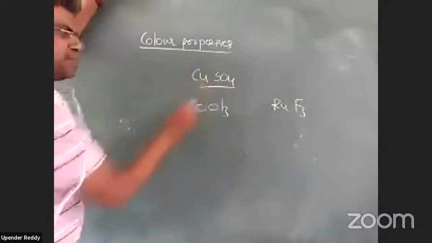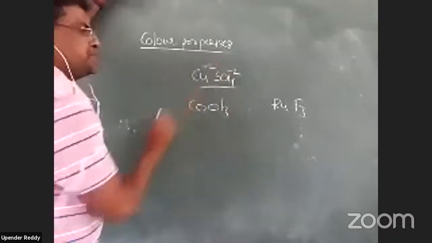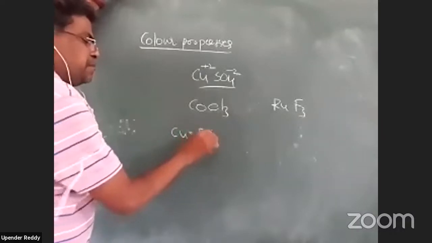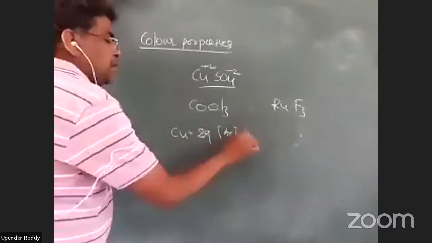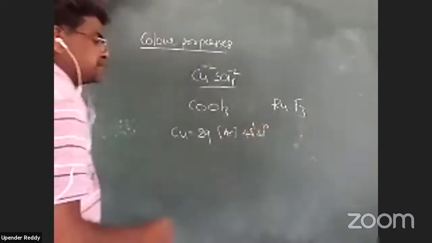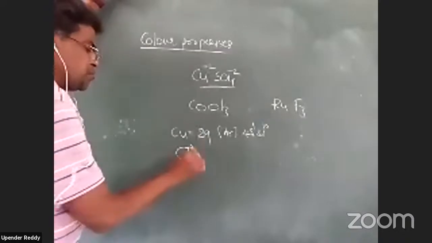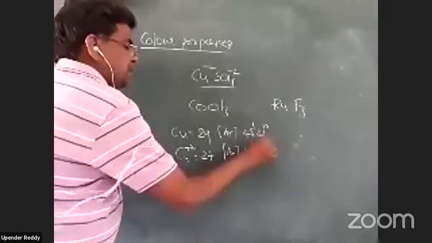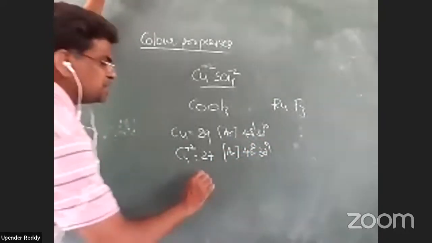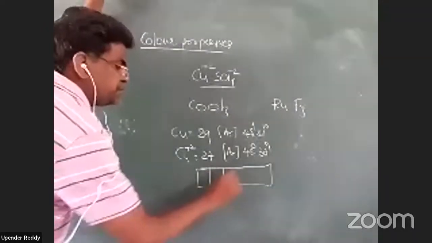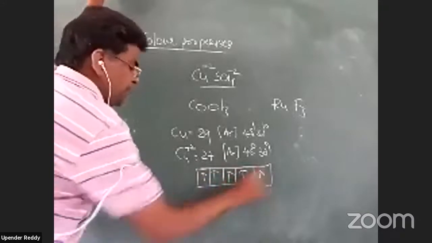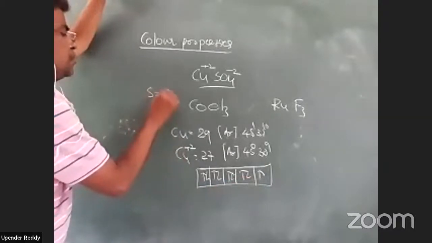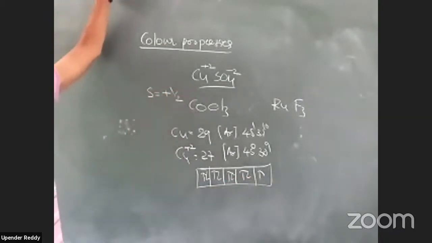Listen to me. Copper sulfate, the copper is +2. Copper is 29: argon 4s1 3d10. After losing 2 electrons, copper +2 is 27: after argon, 4s0 3d9. So how many electrons are there? Write down the electron configuration. 1 2 3 4 5 6 7 8 9 10, so one unpaired electron. S is equal to +half.